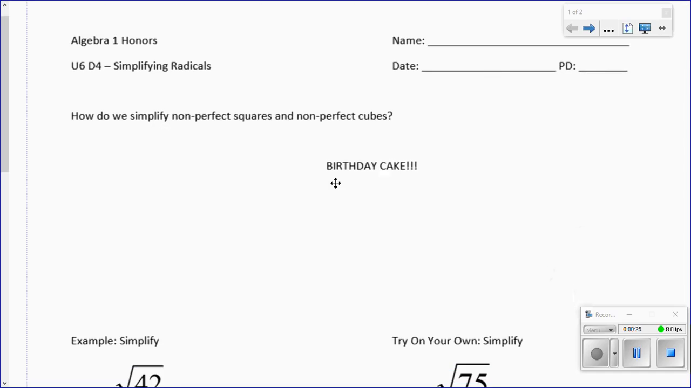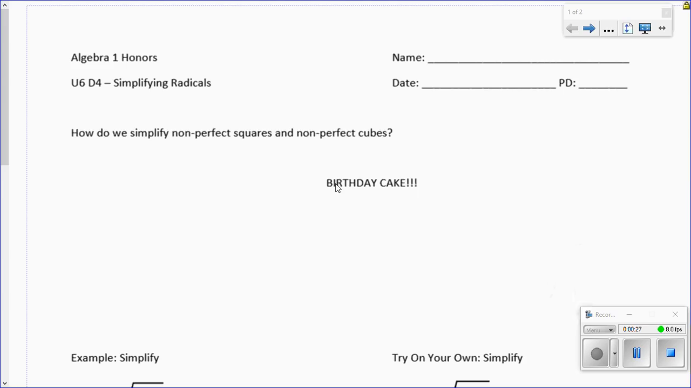Beware of headphones. Alright, so how do we simplify non-perfect squares and non-perfect cubes? When we're talking about radicals, we are talking about simplifying them. With perfect squares and perfect cubes, we can just simplify them to be a separate number, like square root of 36, 6. Cube root of 27, 3. But with non-perfect squares and non-perfect cubes, it's a little bit more difficult. We still need to simplify them, but we don't have just a whole number, and we don't want to use decimals for this.